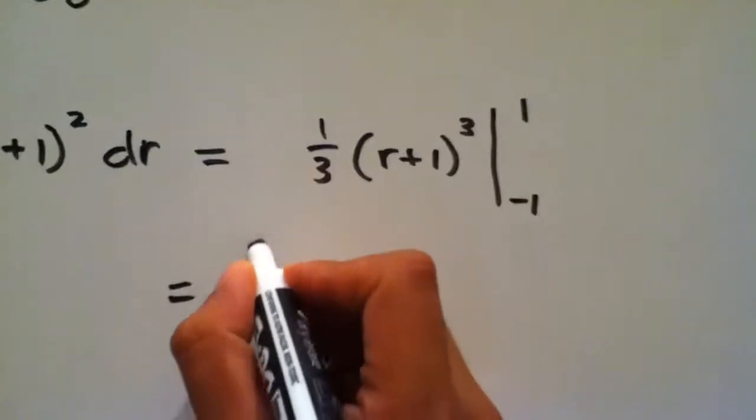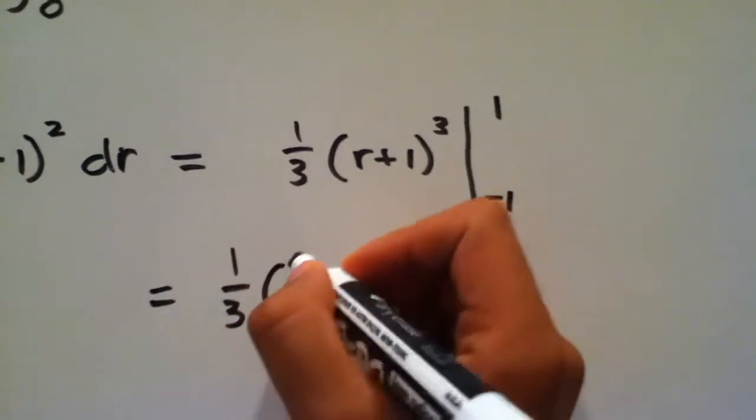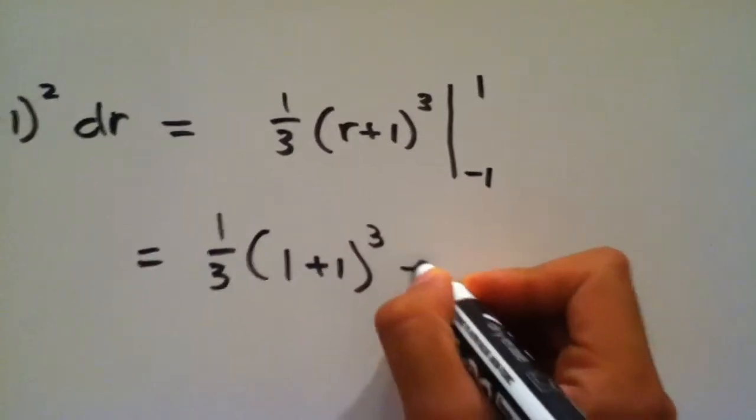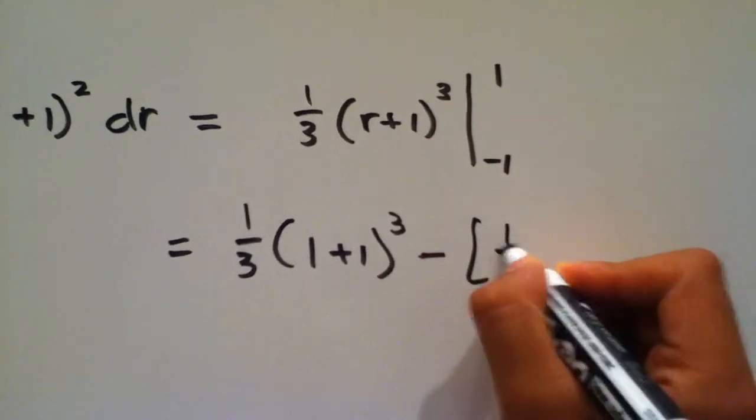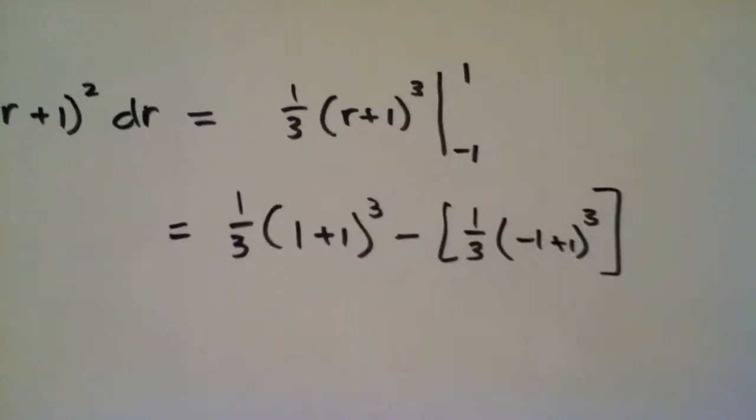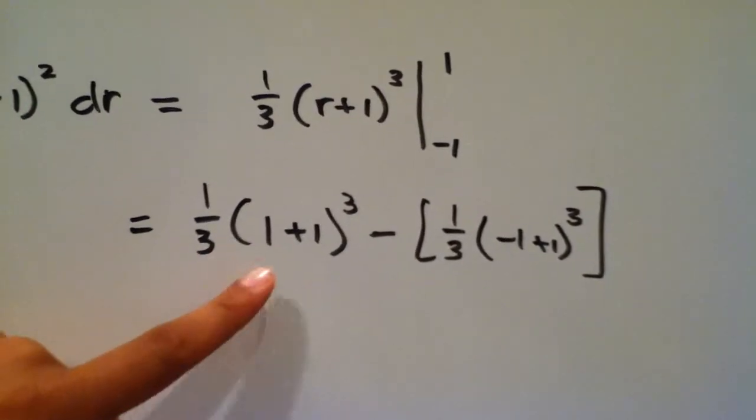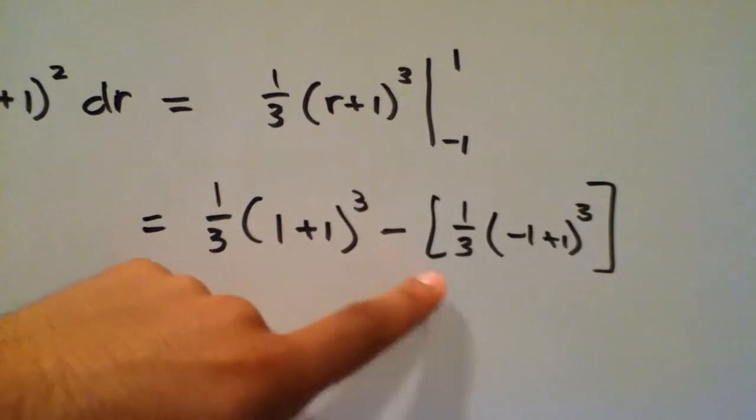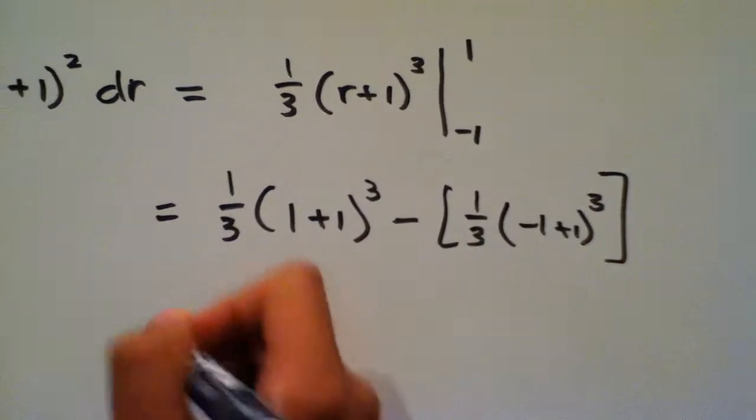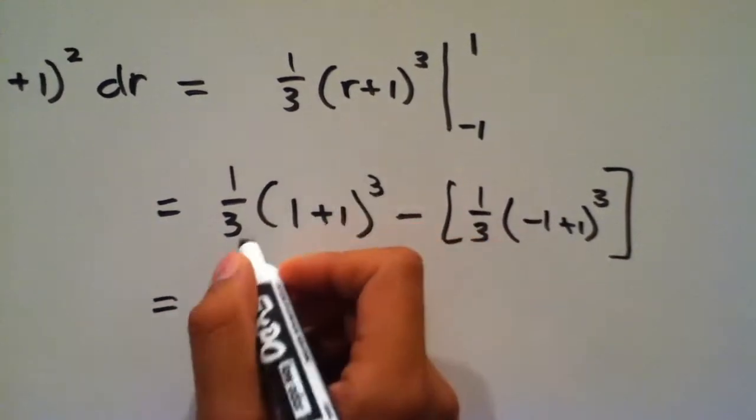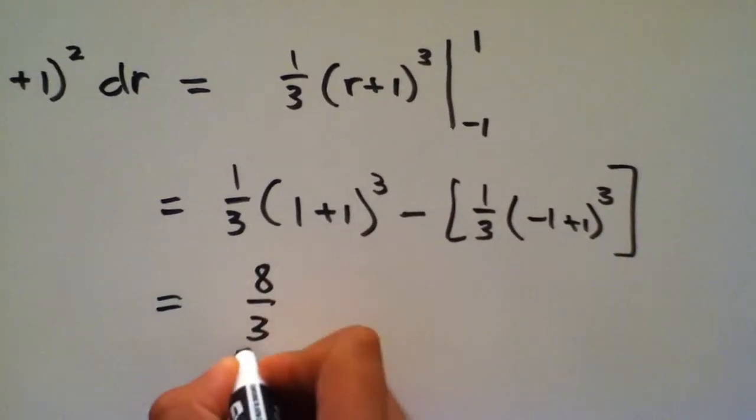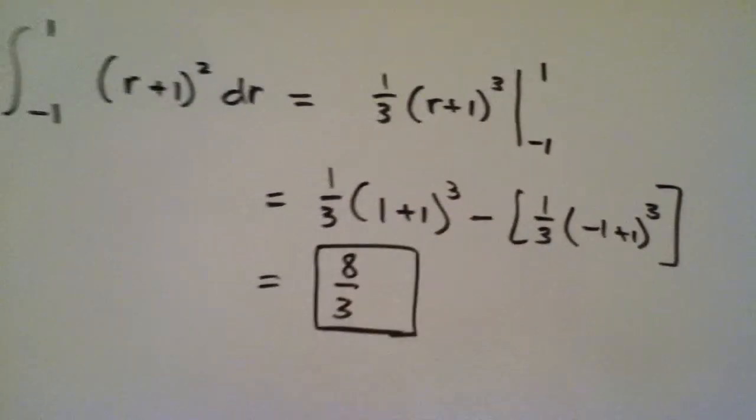So it actually equals 1/3 (1 plus 1) cubed minus 1/3 (-1 plus 1) cubed. So this is the antiderivative with the value of 1 minus the antiderivative with the value of -1. So this is again b, and that's a. And you get over here 2 cubed is 8, so 8/3 minus that's 0. So the answer is just in the end 8/3.